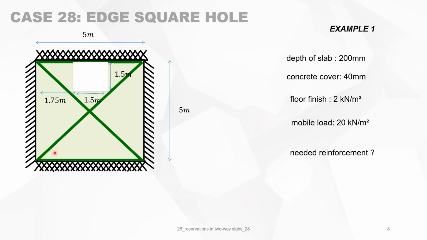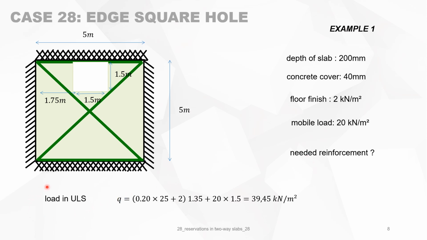We give an example of a slab with a rectangular reservation in it of 1.5 by 1.5 at a distance of 1.75 meter. The concrete slab is 200 millimeters with a concrete cover of 40. Floor finish is 2 kilonewton per square meter and a mobile load of 20. Now, what is the needed reinforcement?